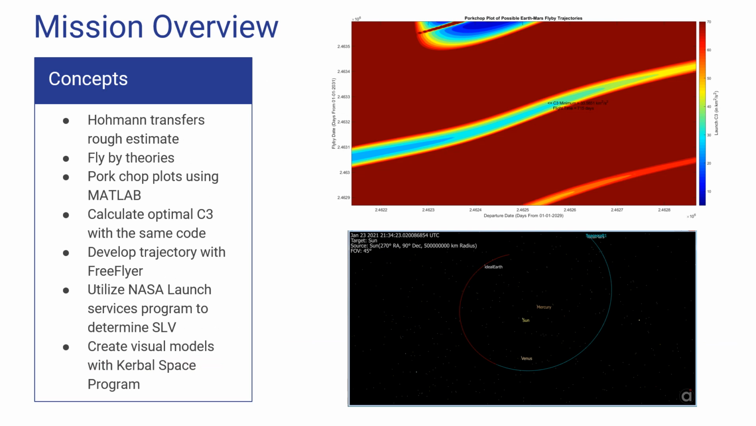In order to design our mission, we will calculate our data with a combination of Hohmann transfer estimates, incorporated flyby theory, patch conics, and computer software. We will generate porkchop plots for determining our launch windows, delta V's, and optimal C3 values using MATLAB. With these values, we can use NASA's launch vehicle service programs to assist us in choosing our launch vehicle. Then FreeFlyer will help us develop a visualized trajectory for the spacecraft. We will also utilize Kerbal Space Program to generate 3D models of our mission for better visualization.